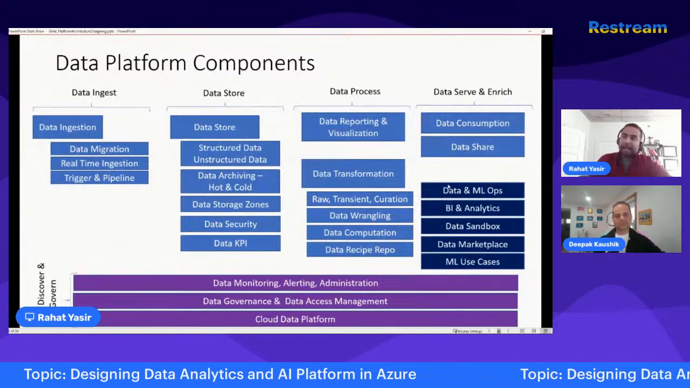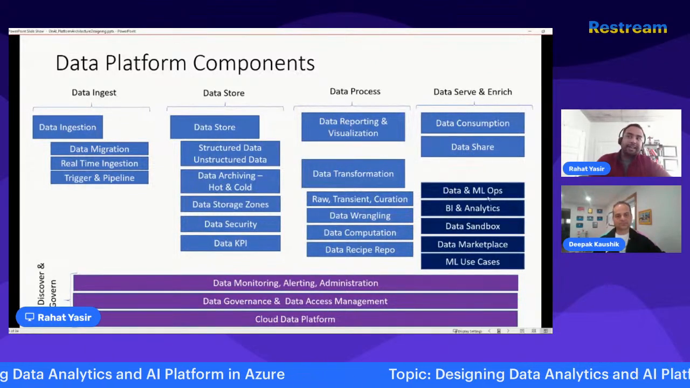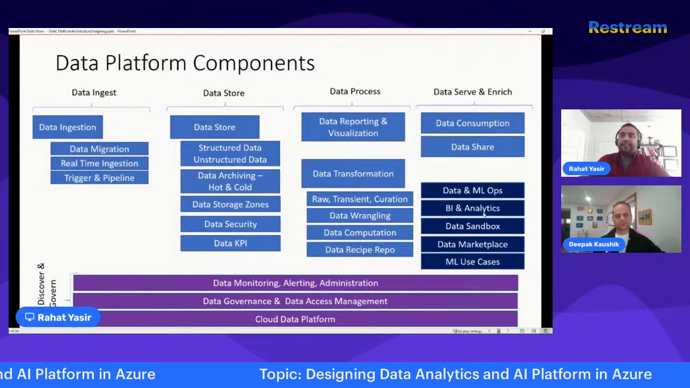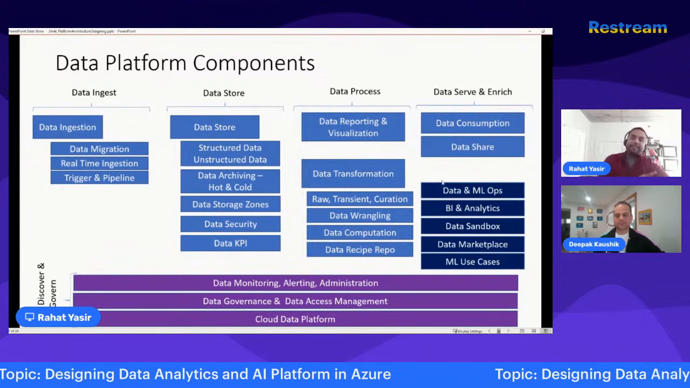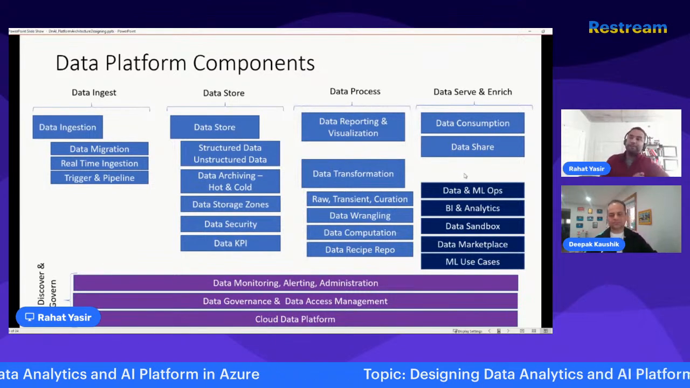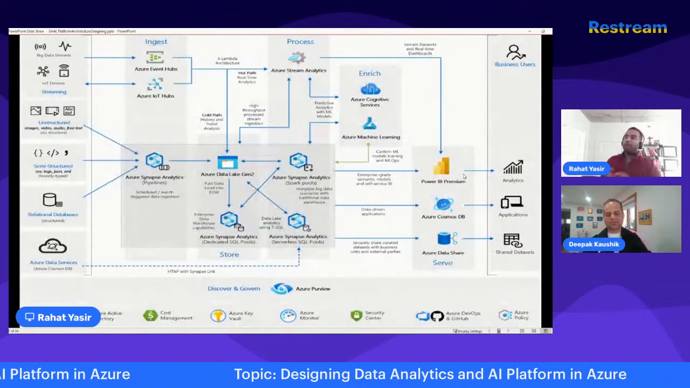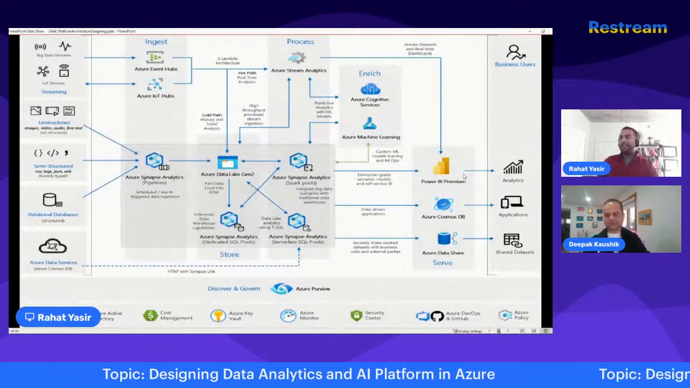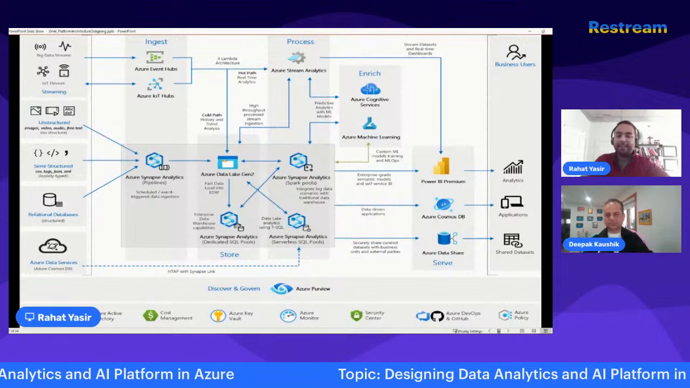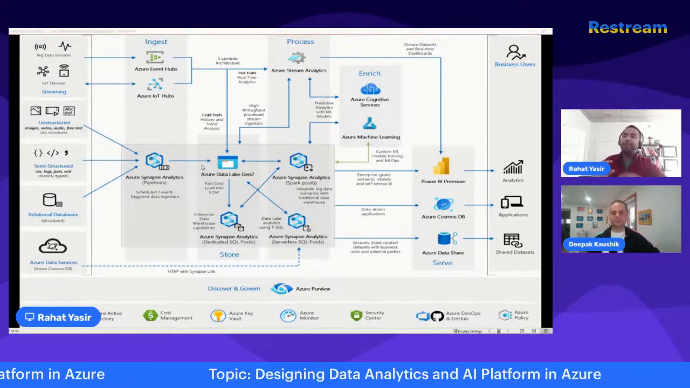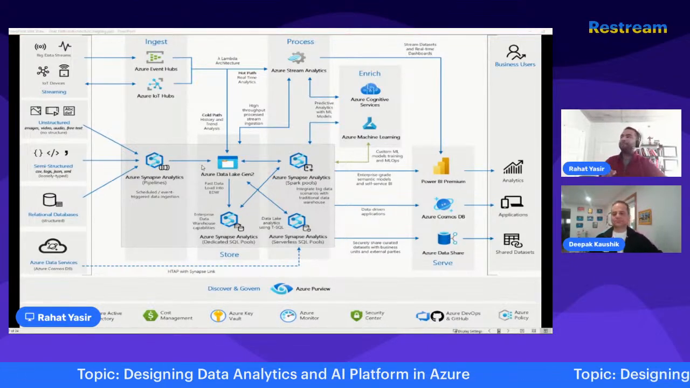And on the side, we need DataOps and MLOps, BI and analytics, and data sandboxing, so that we can do this type of development step by step, without any interruption. So we can quickly discuss this Azure architecture, just to give the audience some high-level information on how the overall architecture looks.